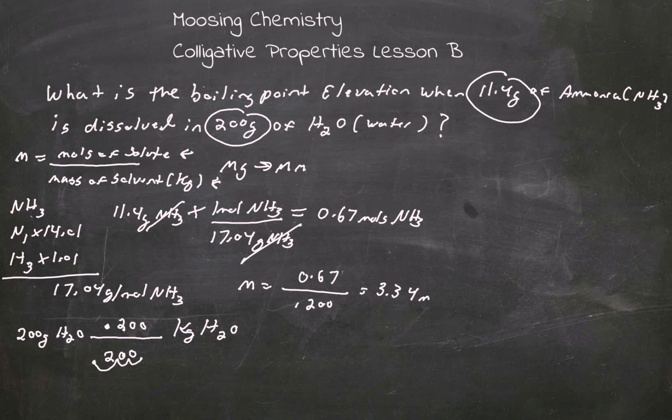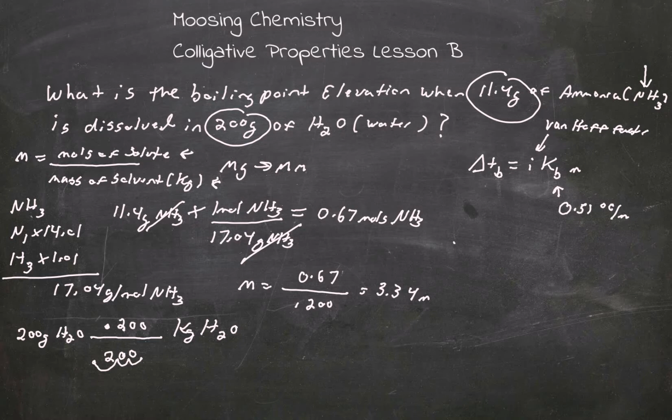Now all we have to do is do the delta TB. So delta TB is equal to i Kb m. Again, there's our van 't Hoff factor. Ammonia, NH3, is a covalent compound, so the van 't Hoff factor is going to be 1. So we really don't need it. Now the Kb for boiling point of water, the constant, is going to be 0.51 degrees C over m. Again, this would be a different value for a solvent other than water.